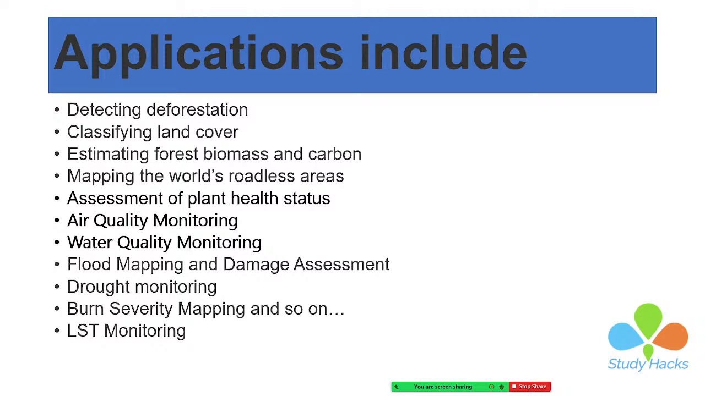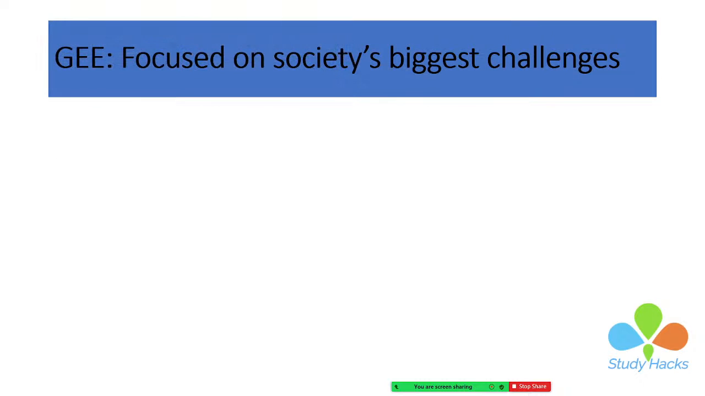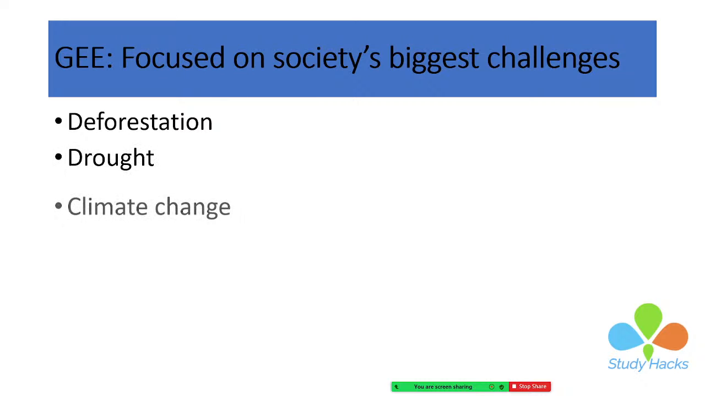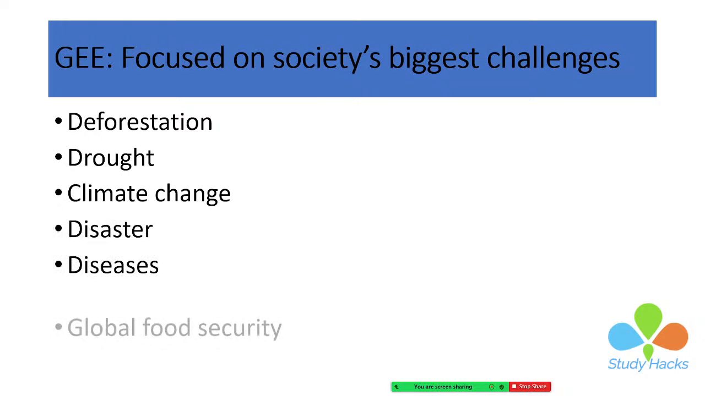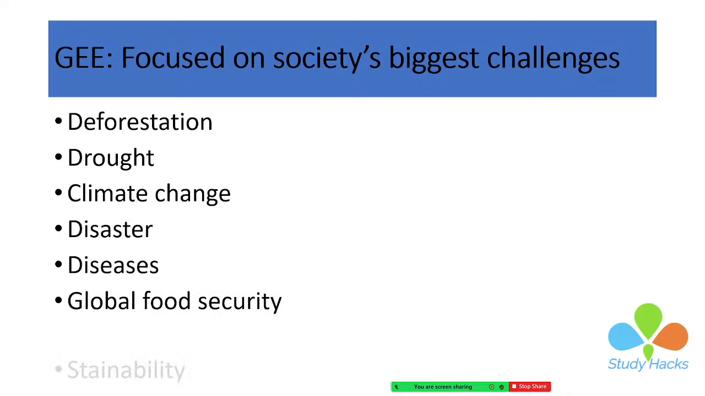Actually, all of the remote sensing applications we can easily handle with the Google Earth Engine platform very quickly and efficiently compared to other software, ArcMap or QGIS. Okay. So it also focuses on society's biggest challenges, such as deforestation, drought, climate change, disasters, diseases, global food security, and sustainability. Okay.